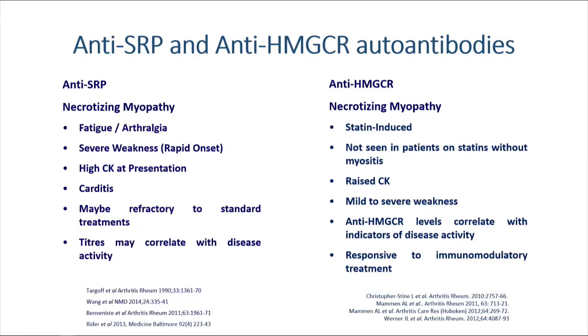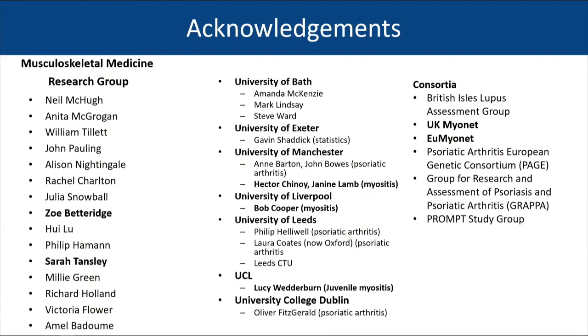But it just serves to draw attention to this necrotizing myopathy that can be divided into at least two groups, probably more, in fact, but certainly anti-SRP and anti-HMGCR are the two autoantibodies associated with necrotizing myopathy. I've listed the different features there. Carditis seems to be a little bit more prevalent in anti-SRP positive, and obviously there's this association with statins and HMGCR. Oh, and that was my last case.